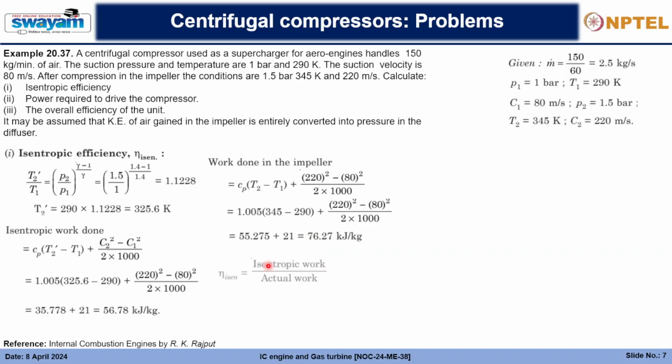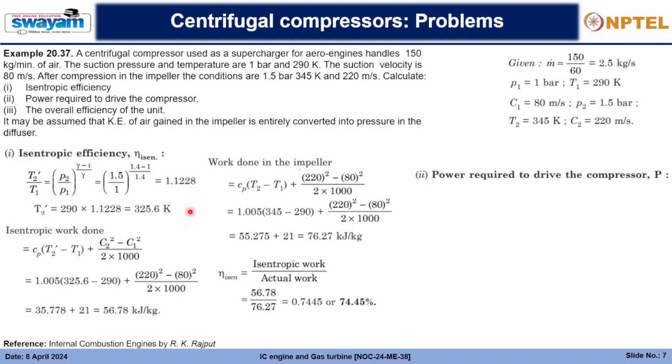per kg. Hence, the isentropic efficiency will be isentropic work divided by the actual work, and that will amount to 74.45%. So that's how we calculate the isentropic efficiency.